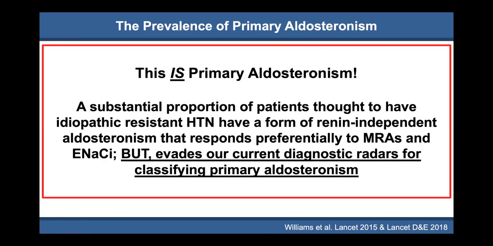A substantial proportion of patients who were thought to have idiopathic resistant hypertension actually had a biochemical form of renin-independent aldosterone production that also responded not only preferentially, but proportionately to mineralocorticoid receptor antagonists and ENaC inhibitors. But none of these were deemed to be primary aldosteronism because our current diagnostic radars are misclassifying these cases as not primary aldosteronism.